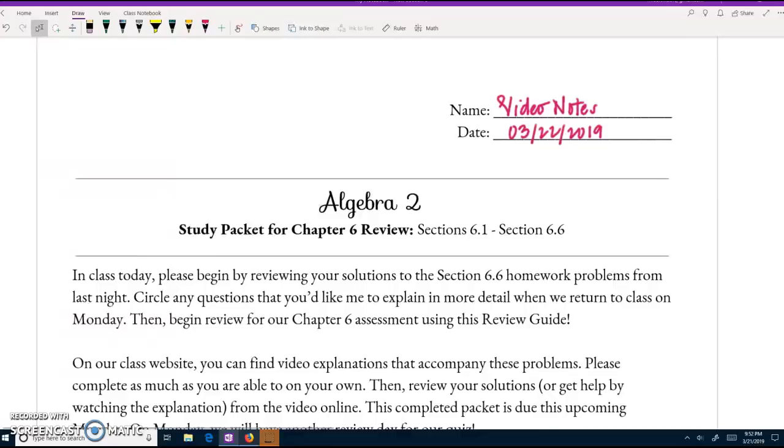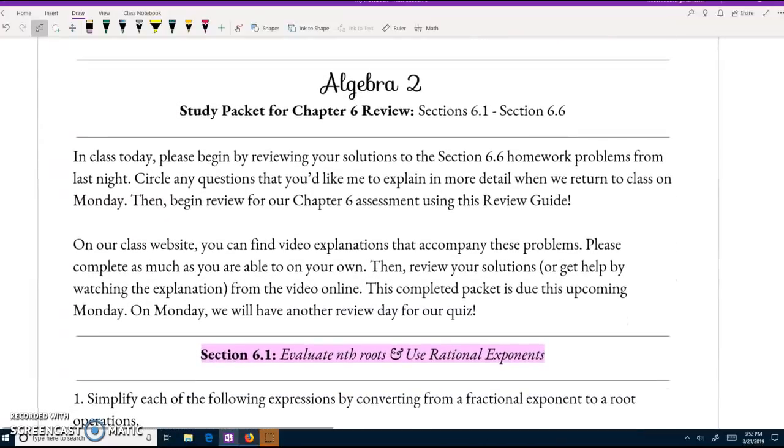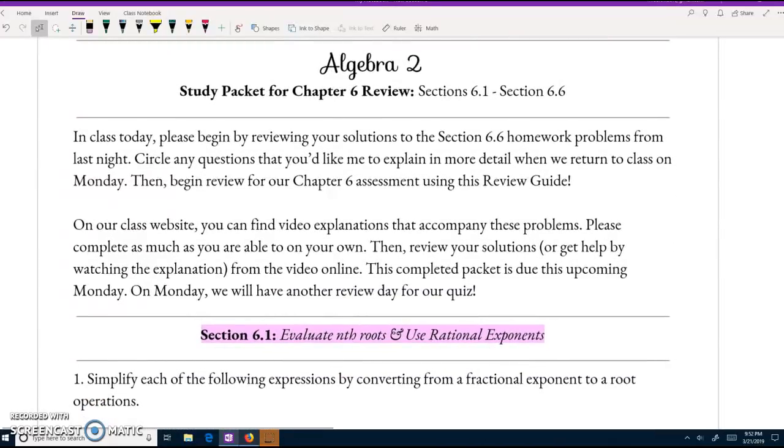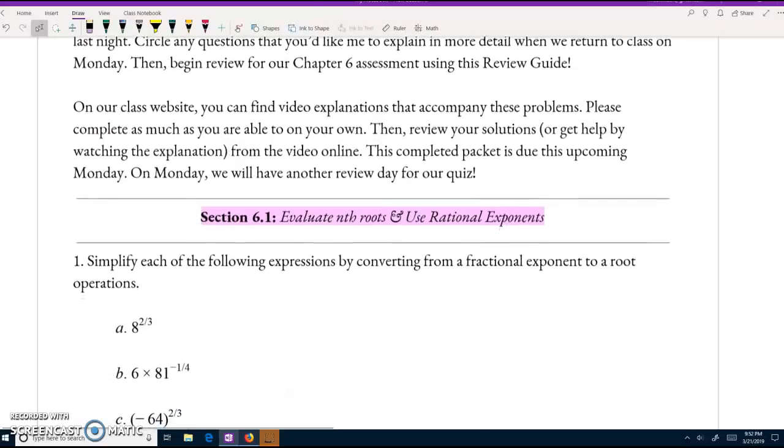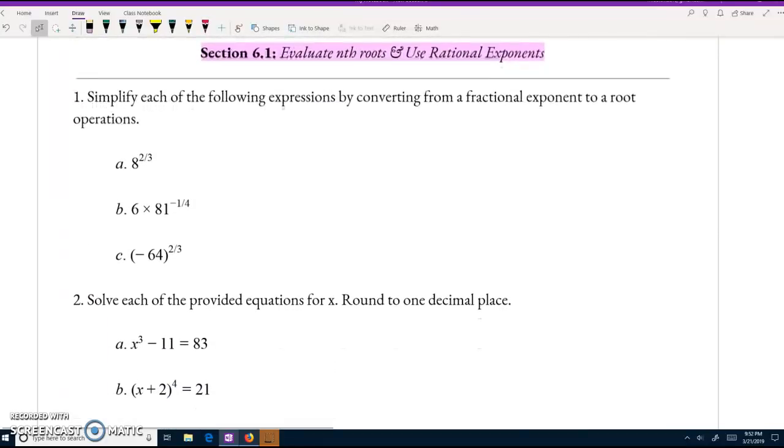Chapter 6 is really all about radical functions and about square roots and cubic roots and fractional exponents, and how they relate to one another, how they can be simplified, how they can be graphed, and how they can be solved in equations. So we're going to start this review back at the beginning with section 6.1, which is just where we were converting between different kinds of roots and rational exponents. To get started, we're going to take a look at problem A.